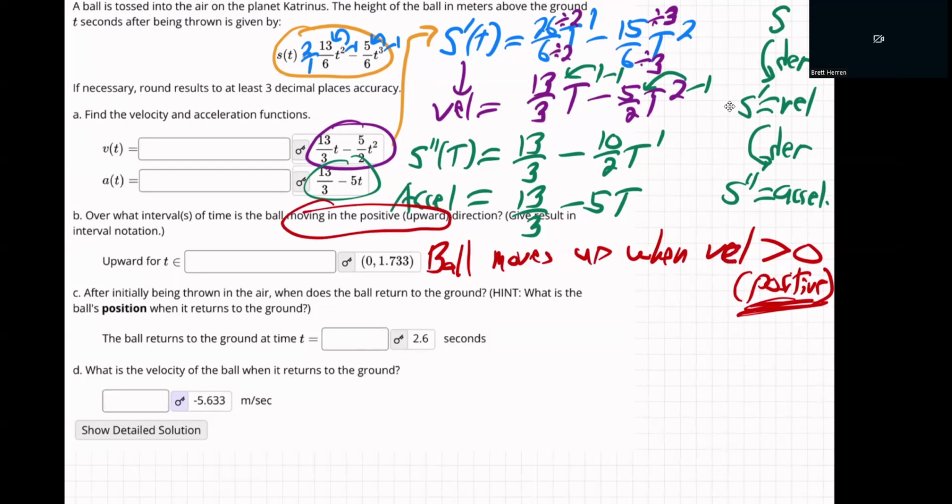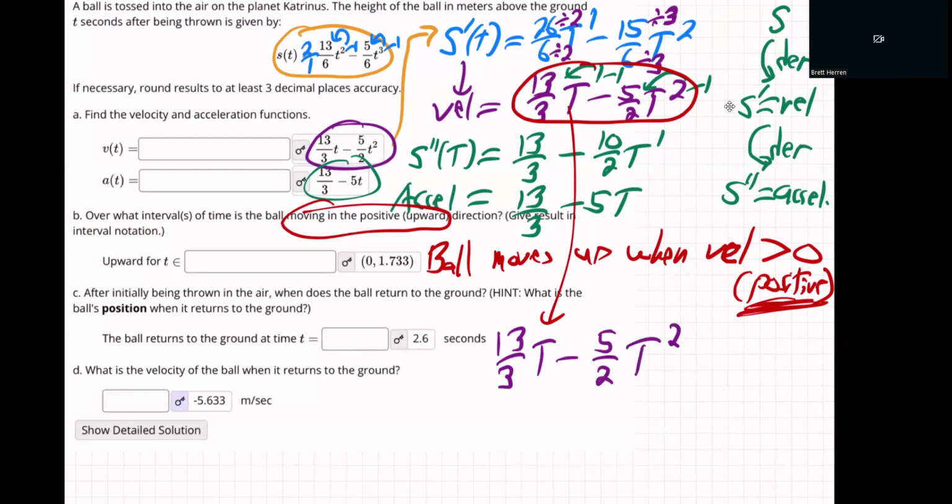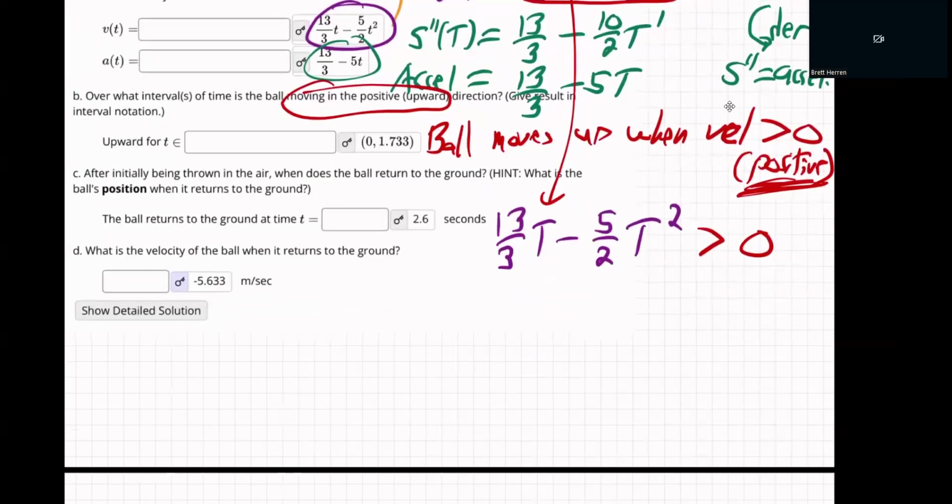So then we take this velocity function right here, 13 over 3 t minus 5 over 2 t squared. You want that to be greater than 0. Huh. Well, that's tricky. How do we find out where that's greater than 0?